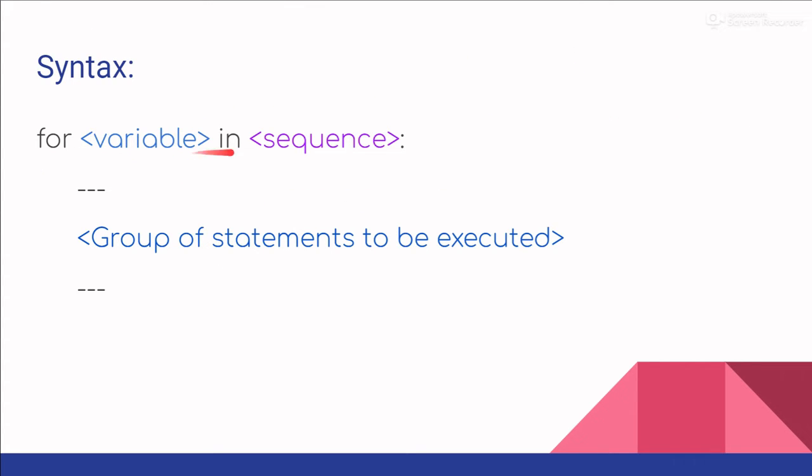Now, after the variable, we have to write in and then the sequence that we want to iterate over. So for variable in sequence, and similar to while loops, we can put the group of statements that we want to be executed.